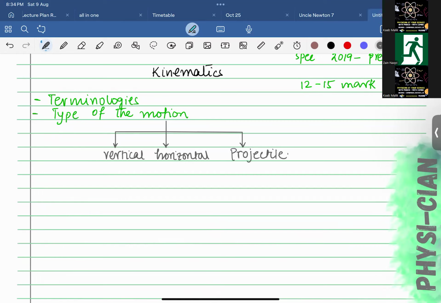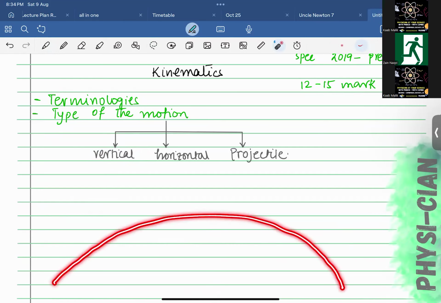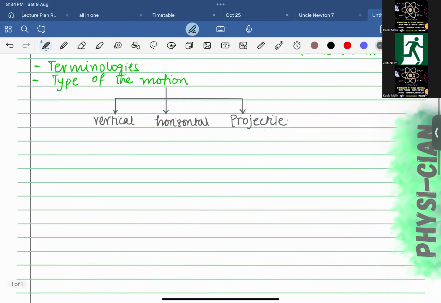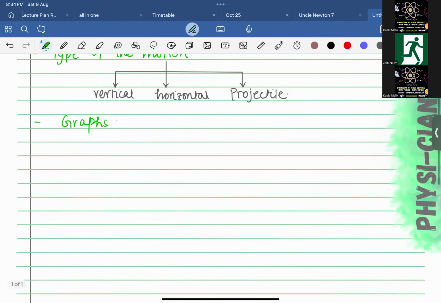But projectile motion will be a new thing to you. It's basically the combination of vertical and horizontal motion together. Like if you throw something, how it falls or how it covers the path is projectile motion. After that, we have to understand some concepts of the graph. And then maybe in the middle of the chapter or at the end, we have to cover some of the experiments.